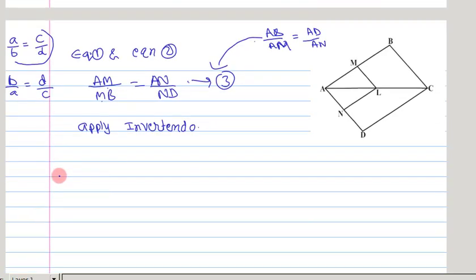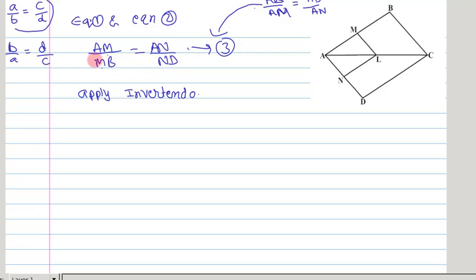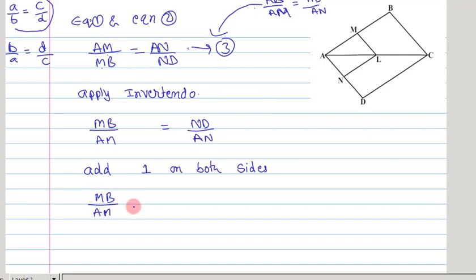So here also I am going to apply reciprocal for the LHS and RHS at once, so that we get MB by AM is equal to ND by AN. Now I am going to add 1 on both sides. Adding 1 on both sides, we can write it as MB by AM plus 1 is equal to ND by AN plus 1.